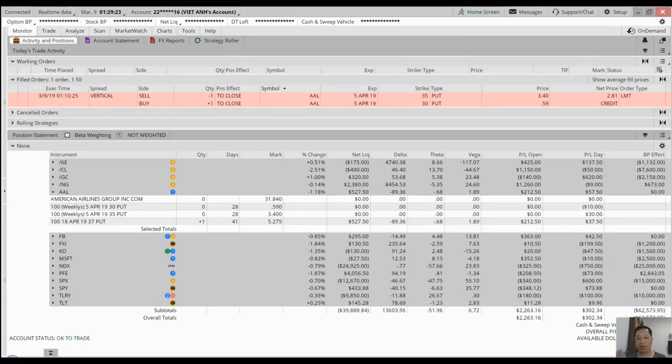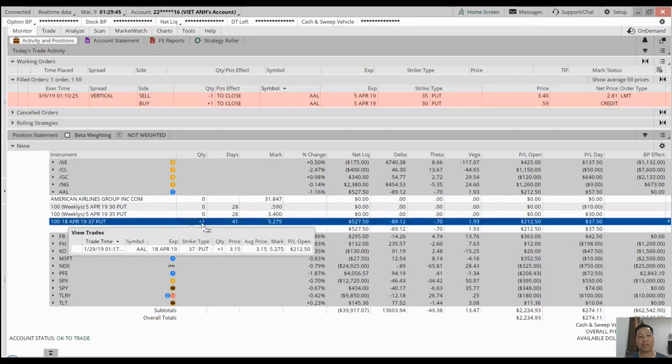Hi folks, just want to follow up on one trade we entered about a month and a half ago. The trade was buying a long put on American Airlines, right? If I look at my position statement right now, I still have that position in my portfolio. So I click onto the quantity. What I'm seeing here is I entered the trade on the 29th of January, right? Crossing midnight, so in US time it is the 28th. Today is March 9, so about 41 days, close to 1.5 months.